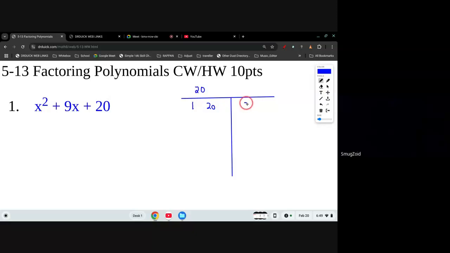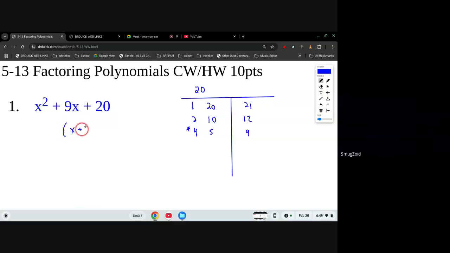The sum of those would be 21. 2 times 10, the sum of those would be 12. And I keep going through to find the pair I need. 4 and 5 sum to 9. You want to star it, okay? After you do that, you just place it back into the equation.